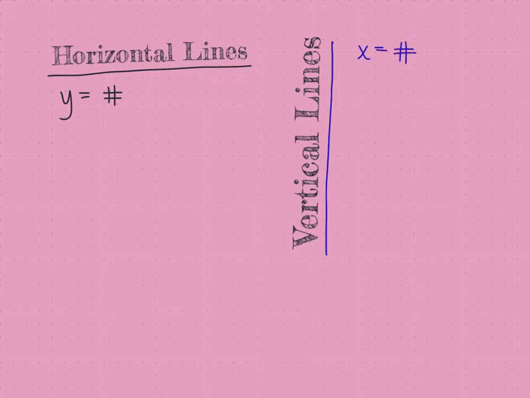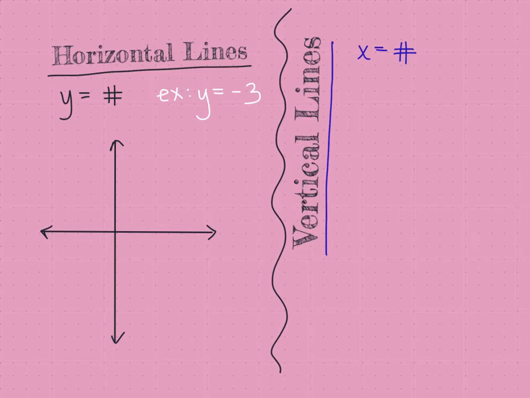That seems kind of backwards, right? Like our y-axis is the vertical axis and our x-axis is the horizontal one. Let's see why this is. Let's take a look at the example y equals -3. This is going to be a horizontal line since it's of the form y equals a number. That number is -3. What I'm first going to do is just make a t-chart or an xy chart just to plot some coordinate points.